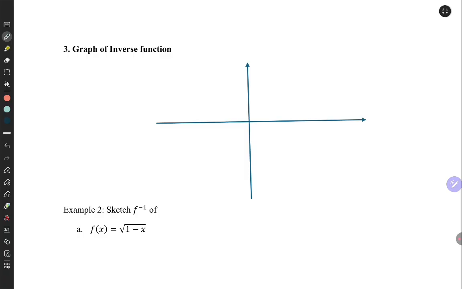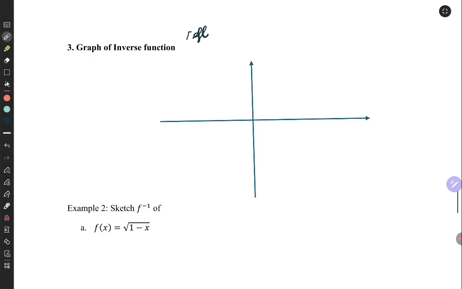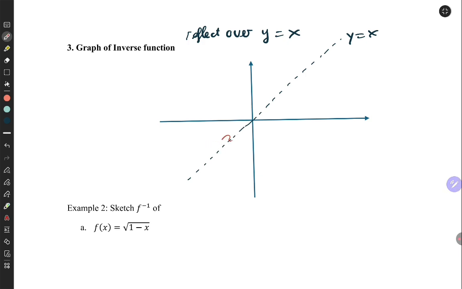And that line happened to be the line y equal x. Okay. And that also is the rule for the graph between the original function and its inverse: they reflect over y equal x. Inverse function. Okay, so y equal x, it's just a diagonal line. So let's say I draw something like this.